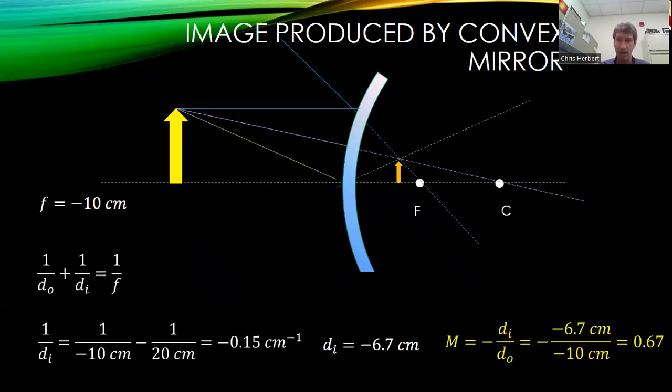So again, we'll use the same radius of curvature. We're going to use -10 centimeters.